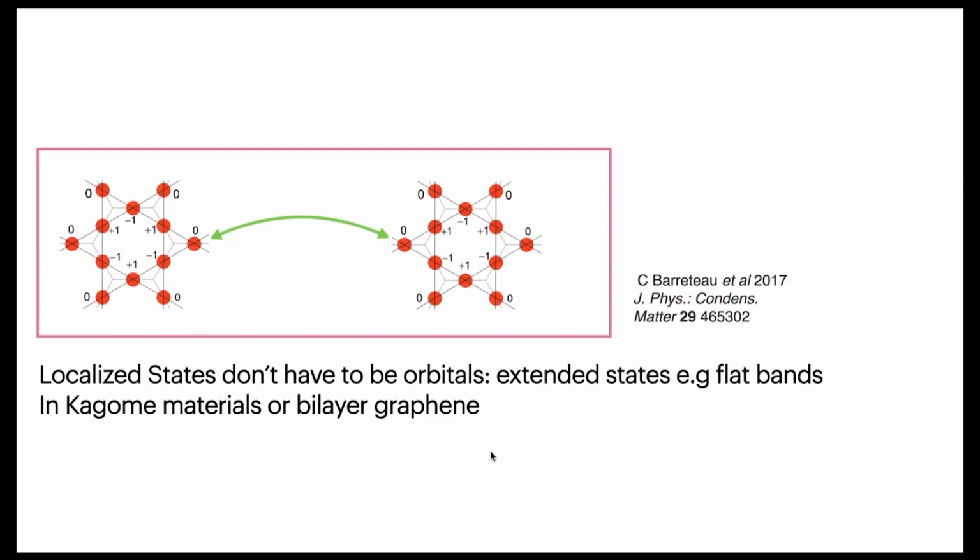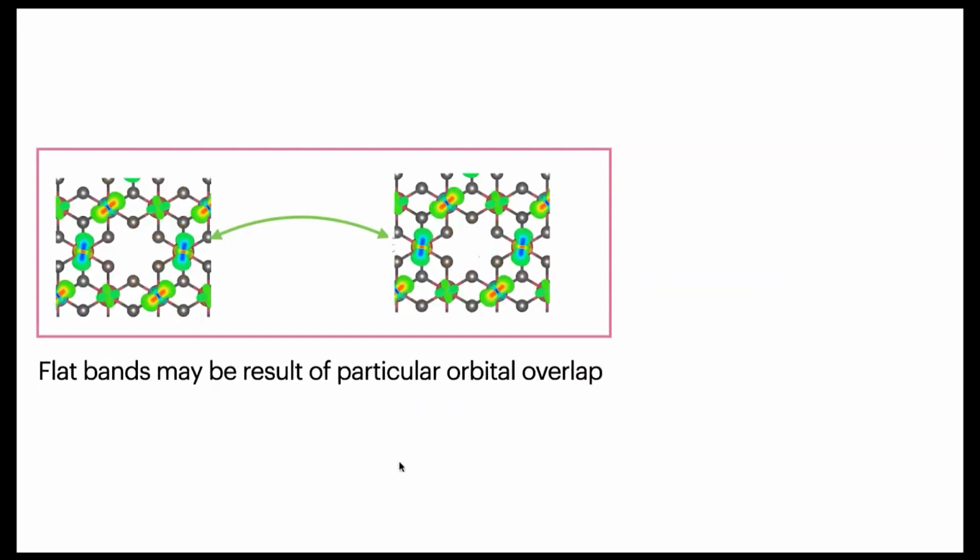Localized states don't have to be orbitals, right? So increasingly, one of the things people are looking at are things like flat bands, for example, in Kagome materials, or bilayer graphene, right? So bilayer graphene, many people see it as similar, for example, to the one orbital bands in the cuprates. Right, so flat bands can be the result of particular types of orbital overlap.